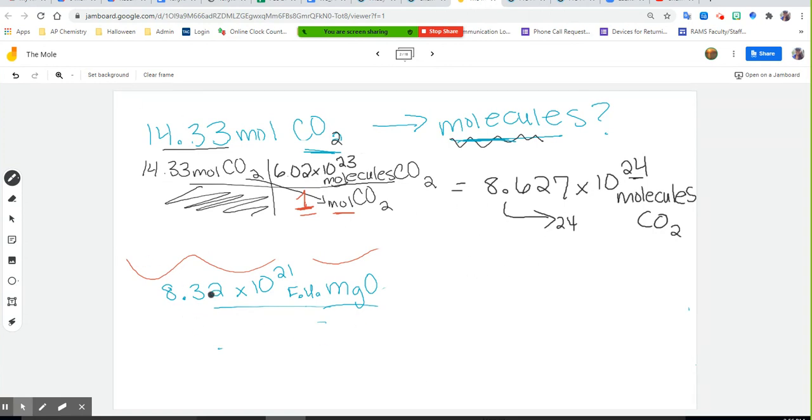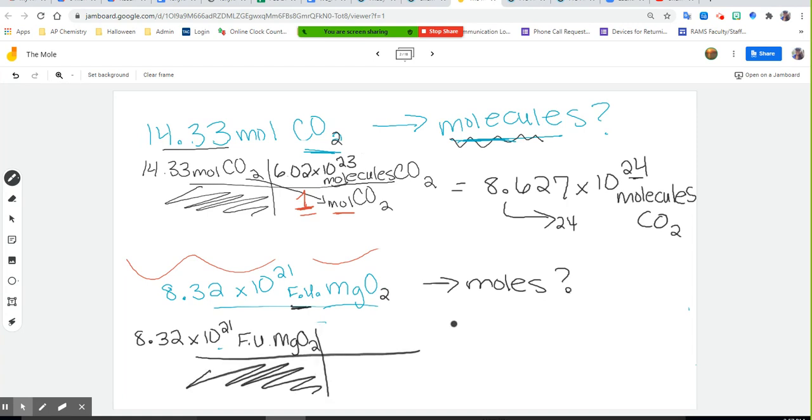All right. The other example is going the opposite direction. So I'm going to say, okay, if I have 8.32 times 10 to the 21 formula units of magnesium oxide, okay, I'm using formula units because it's ionic, and I want to know how many moles that is. I'm going to start with what I'm given. So notice it's still the same outline. 8.32 times 10 to the 21st formula units of magnesium oxide.